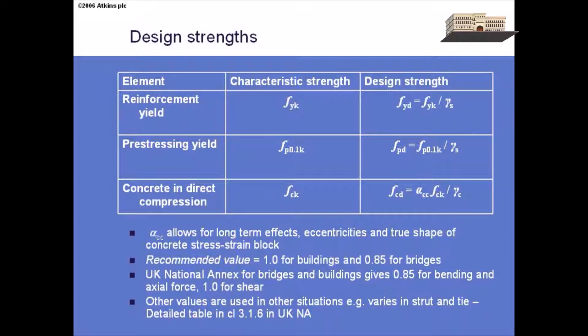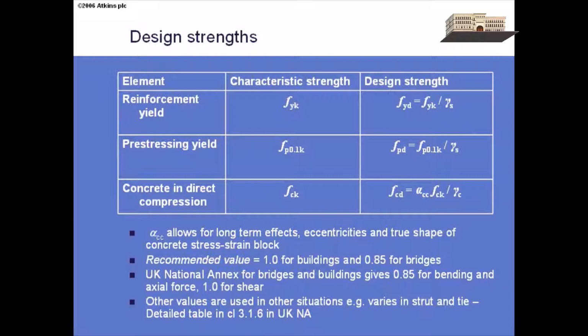For pre-stress, we'll see the stress strain curve for pre-stress in a minute, but one of the parameters for pre-stressing is the 0.1% proof stress, which is the nearest equivalent to yield in pre-stressing. And again, we'd get the design value by dividing by gamma S. Again, 1.15.